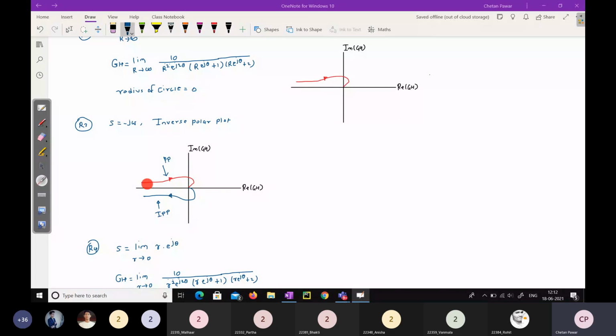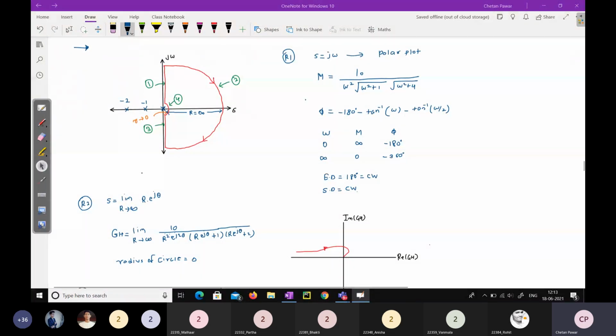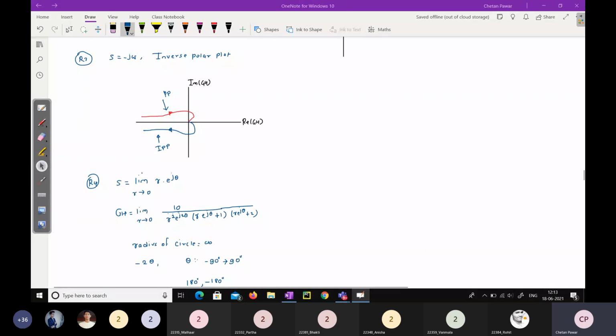So we have drawn the third region mapping, but there is a fourth region also because of this pole at origin. This fourth region will be a small radius circle where the angle will go from -90 to +90, so an anti-clockwise direction, right? So that is the fourth region.